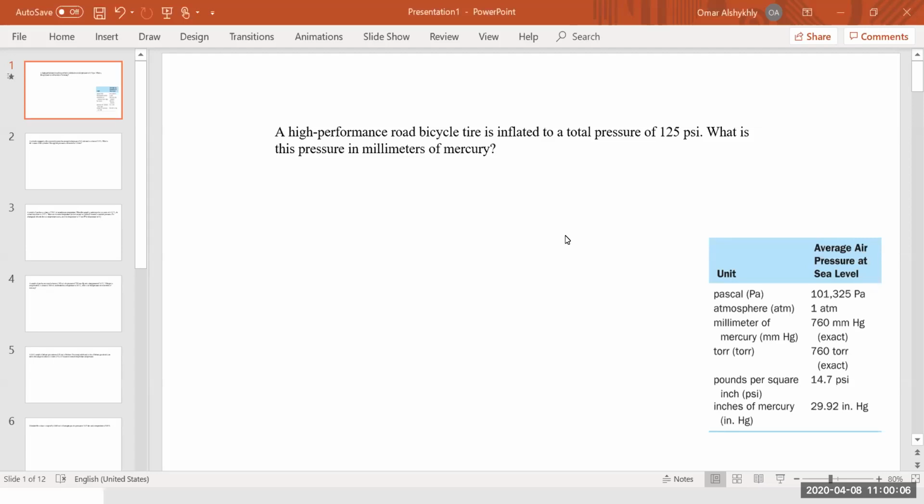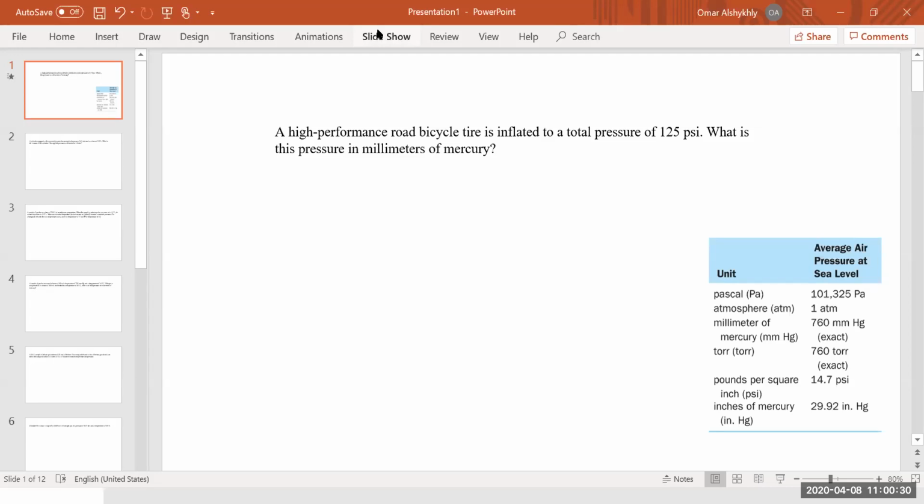So we will practice with some examples about the gas laws. Let's look at this example. First of all, be careful with the conversion of the unit. Don't forget what we learned in chapter 1: the dimensional analysis to do the conversion of unit.